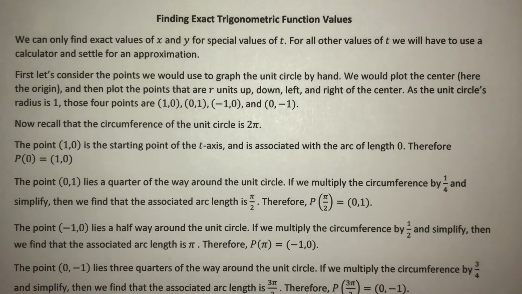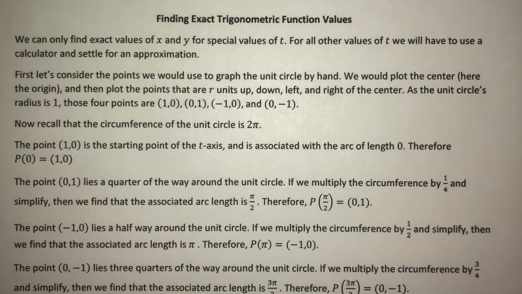This is part 3 of section 4.2. We want to talk about finding some exact trigonometric functions. We're only going to be able to find exact function values for some special values of t. For the others, we're going to have to use a calculator and settle for an approximation. But we're going to start building up the ones that we can figure out exactly.